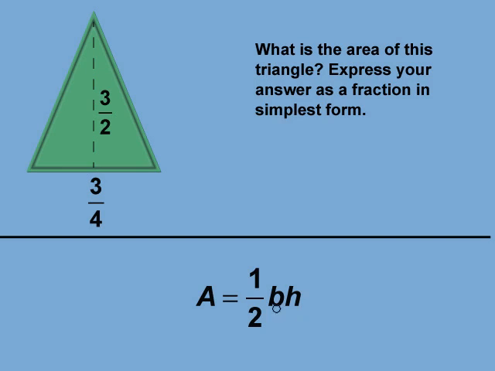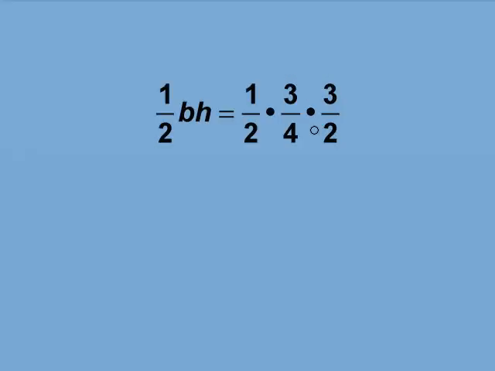Since the values for B and H in the diagram are fractions, to calculate the area involves multiplying three fractions. Plugging in the values, we get this expression. Since there are no common factors greater than 1 between any of the numerators or denominators, multiply the terms. The result is 9/16. Let's look at a final example.